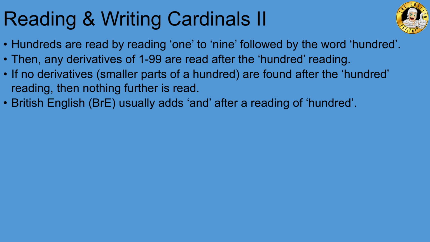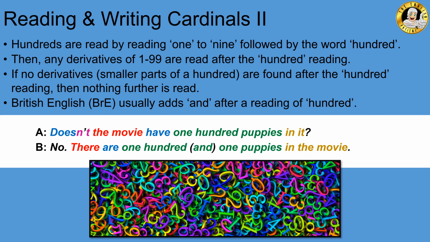Note that British English usually adds "and" after a reading of 100. American English usually does not. Whether you choose to add "and" or not is up to you. But if English is your second language, it's probably easier not to try to add "and" in most cases, because it becomes more difficult to know where to add it. So let's look at an example.